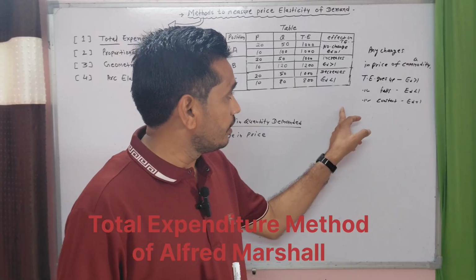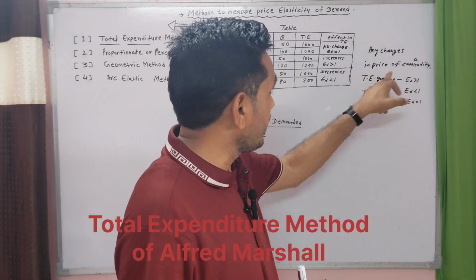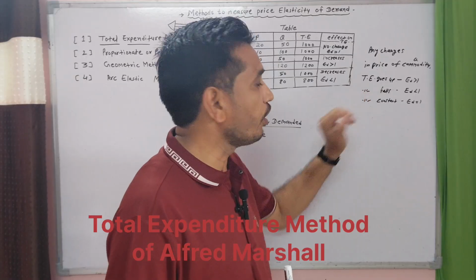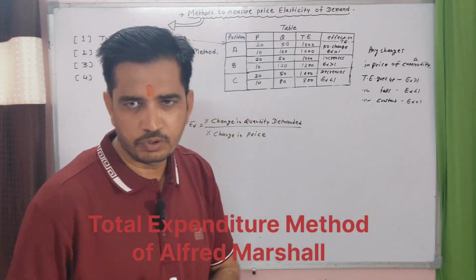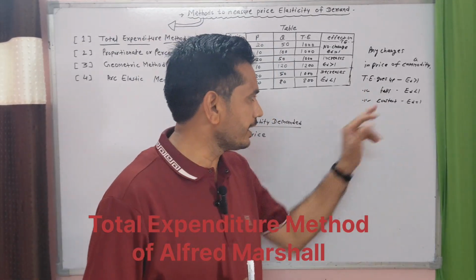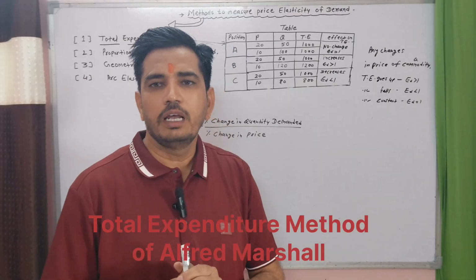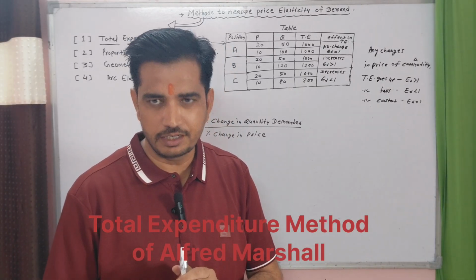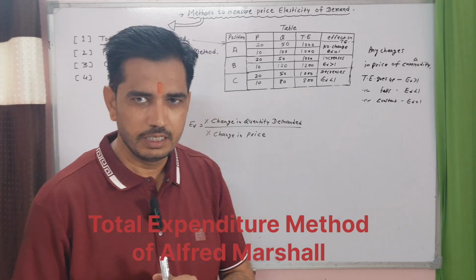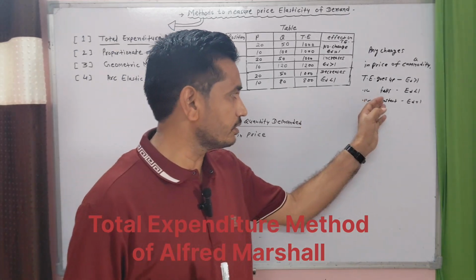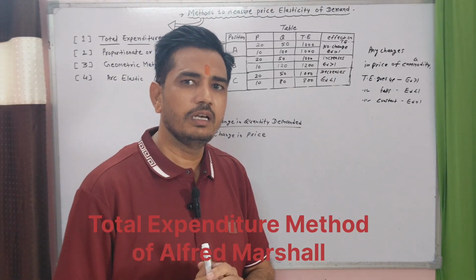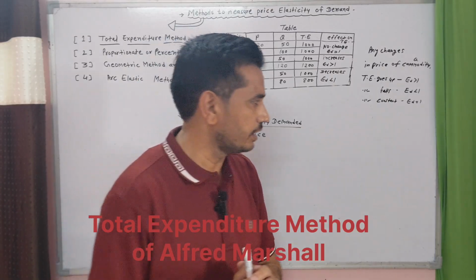If there is any change in the price of a commodity and total expenditure falls, then our elasticity of demand will be less than 1. Unelastic, we can say unelastic. If our total expenditure falls, the elasticity of demand will be inelastic. We can say less than 1.